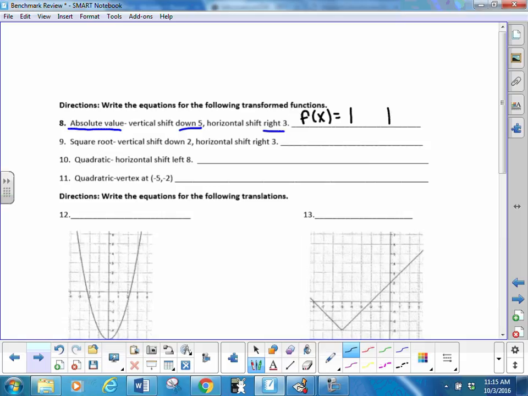And since I've got a horizontal, if you've got a left or right movement, you better have something inside your grouping symbols. And since it moved right 3, I did a minus 3. And then since it shifted down 5, the up and down part acts just like you think it will. So down is minus.